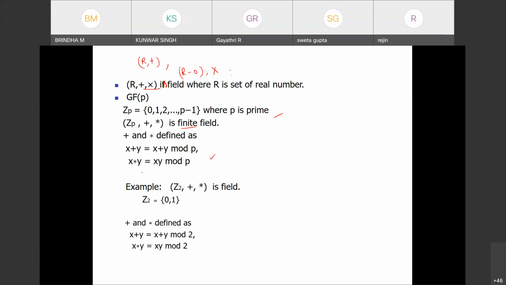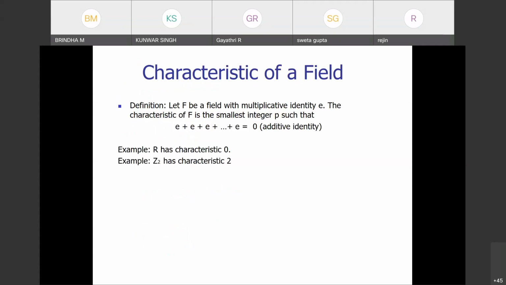And this field will also be used here: Z2. Z2 means the elements will be only 0 and 1, with addition and multiply. This is also a field because 2 is also prime. So addition modulo 2 and multiply modulo 2, this is the field. Any doubt till this point? You can ask if you have any doubt at this point. Okay, no doubt, so I'll move on.